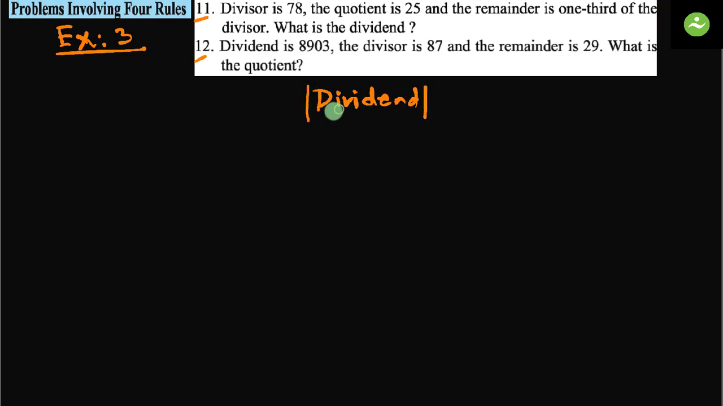The number by which we divide is called the divisor. And the result we get is the quotient, Q-U-O-T-I-E-N-T, quotient. And if there is any remainder, that is called the remainder.